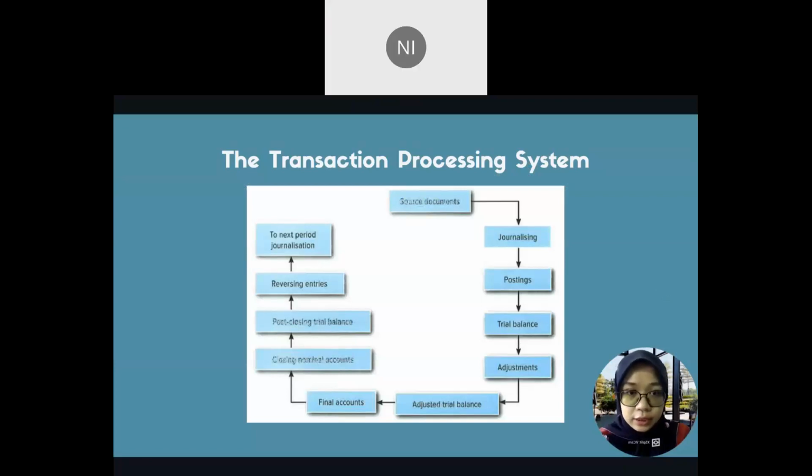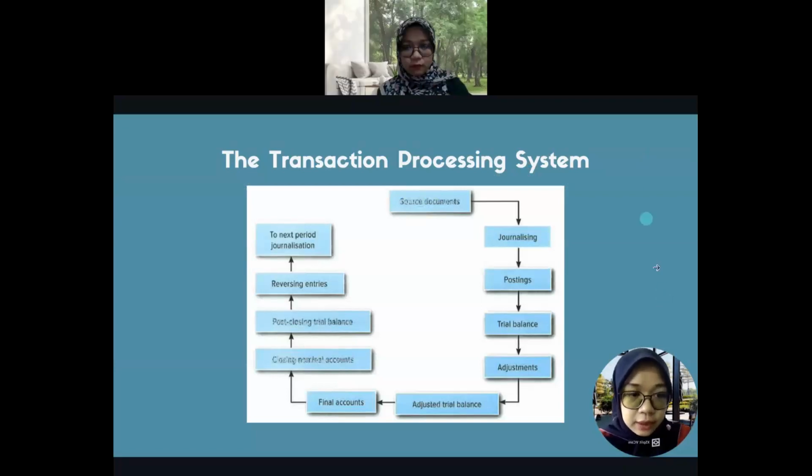So these are the transaction processing system that start with the source document and then journalizing and posting it to the account or ledgers, and then we close off the account, we transfer the balance in the trial balance, and then we do adjustment, and the adjusted trial balance come up with the final account, closing account, post closing trial balance, then we reverse the entry next with visualization.